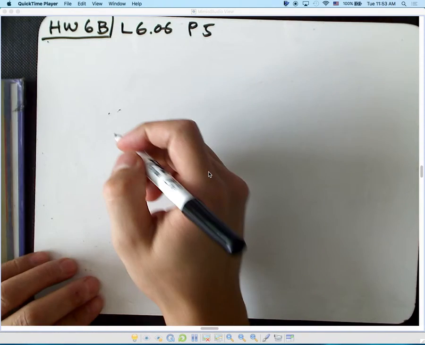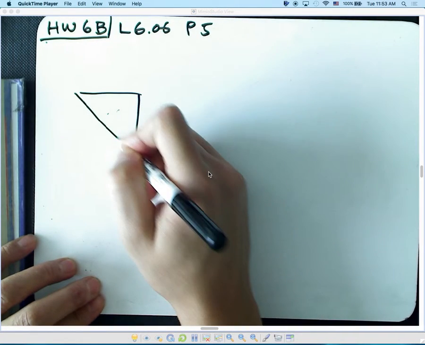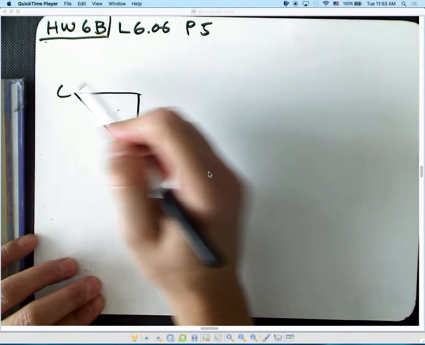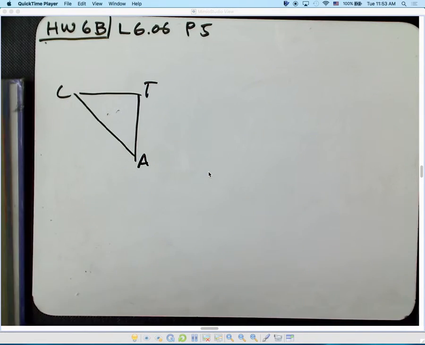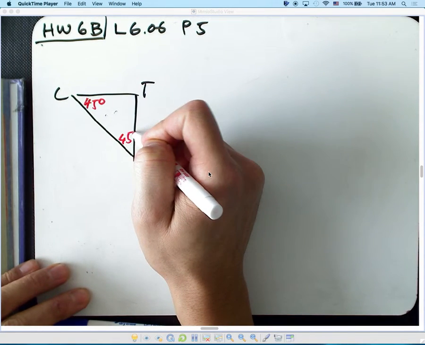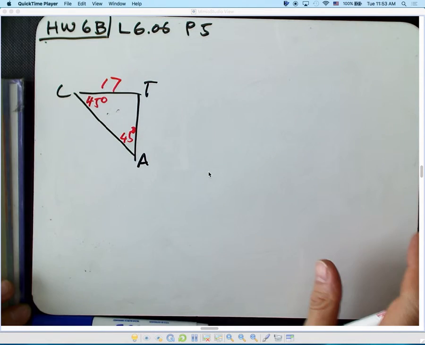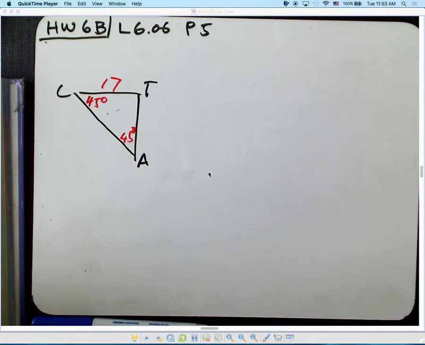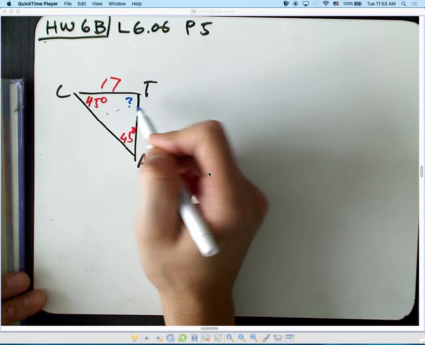So we have triangle CTA, and we have 45 degrees and 45 degrees. And we have CT equals 17, and the goal is to find any missing angle measures or side lengths. So what's missing? This is what's missing right here. How many degrees is that?